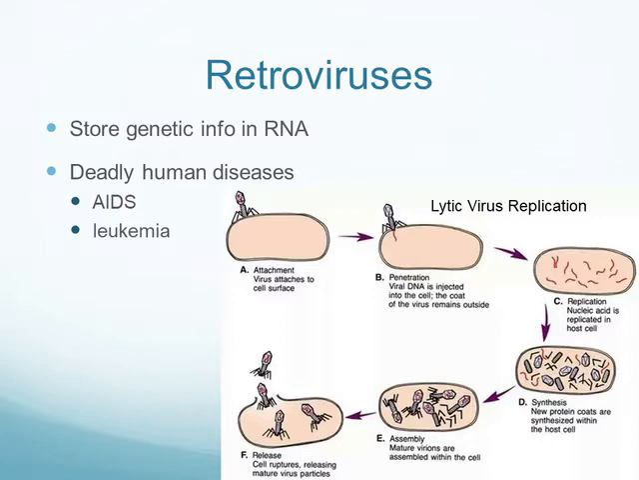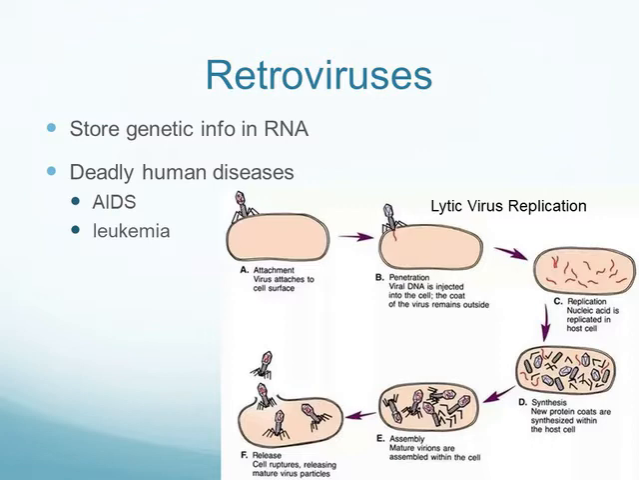And the image that you see there, you can see how a retrovirus replicates. This is pretty common for most of the viruses, but in particular, retroviruses are known for doing what's called lytic virus replication. So in a lytic replication cycle, the virus attaches itself to the outside of the bacteria cell, which then the virus proceeds to inject its RNA into the bacteria cell.